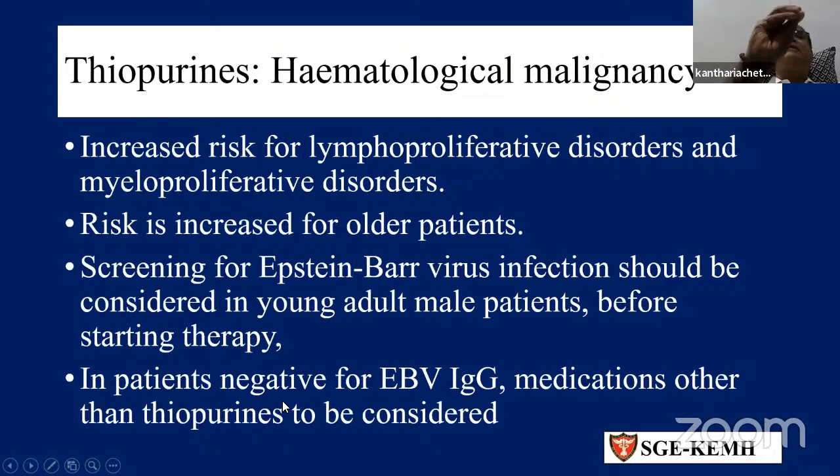So let us discuss in brief the important drugs. With thiopurine, there is increased risk for lymphoproliferative and myeloproliferative disorders. The risk is more in elderly patients. Hence, it is important that you screen them for Epstein-Barr virus, especially young adults, before starting therapy. And in patients with negative EBV IgG, you should think of other medications than thiopurines.